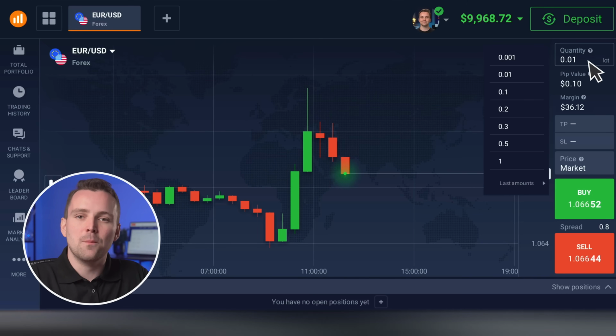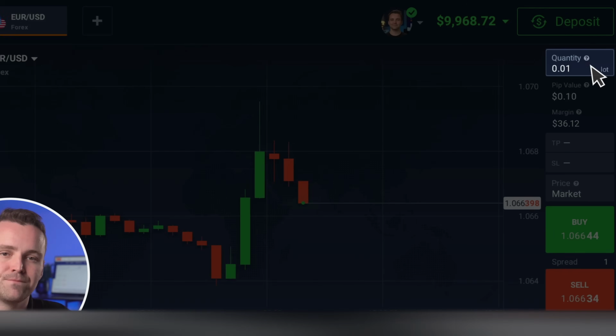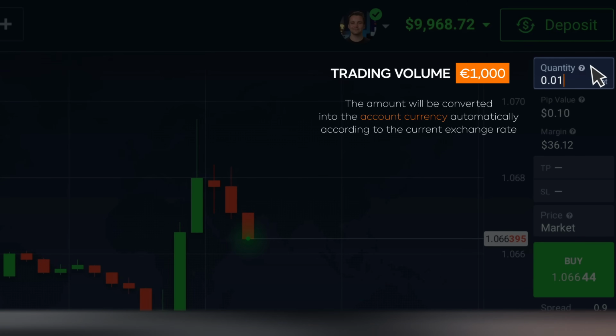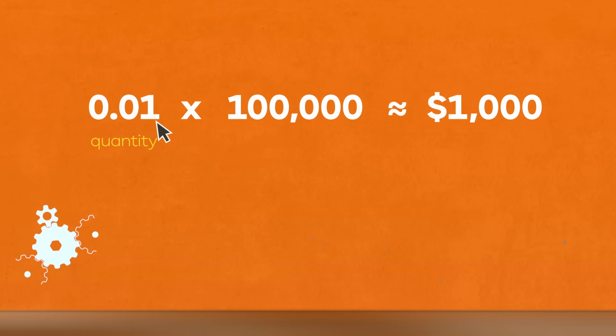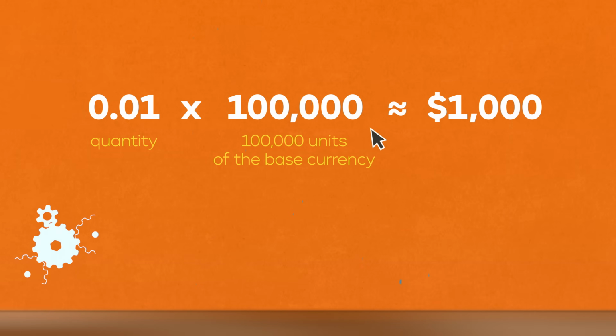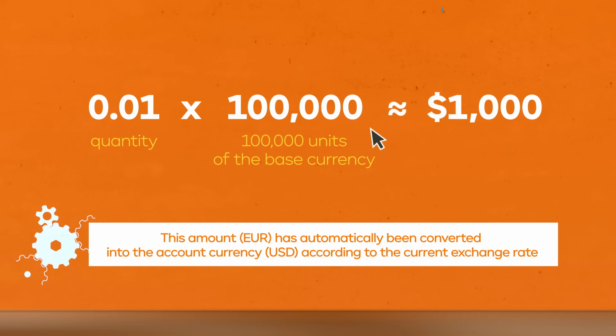As we can see here, the minimum quantity for Forex pairs is 0.001 lots. Let's say I'll select 0.01 lots to trade Euro to USD. In this case, the total trading volume will be 1,000 euro converted into the account currency automatically by the platform according to the current exchange rate. To arrive at this figure, we should take 0.01 lots, the selected quantity, and multiply it by 100,000 units of the base currency traded. Please note the amount is automatically converted from the base currency, which in this example is euro, to the account currency, which is USD in my case.